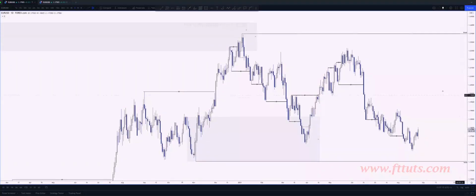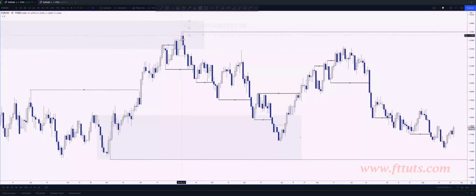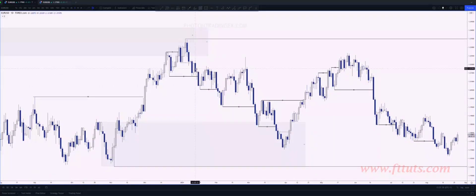So price then reacts from daily supply nested within weekly supply, right? It's mitigated the EQ of the weekly range. Then what do we get? We get that daily change of character, right? When we break that minor daily low, which would most likely be what? Our 4-hour swing low, so our 4-hour bearish trend change. And then eventually we come down into this daily low and we get a break and close below that daily low to give us our daily bearish trend change, right? So the daily is now confirmed bearish, and that is where we got our weekly change of character.